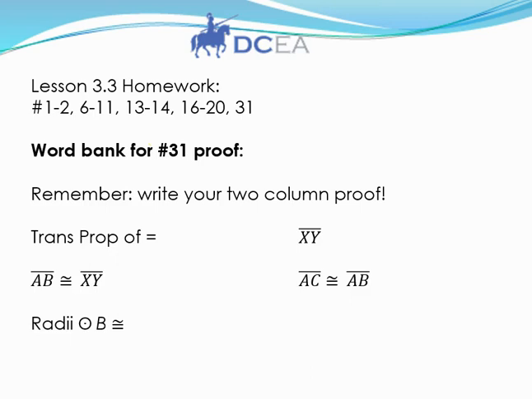Lesson 3.3 homework is numbers 1 and 2, numbers 6 through 11, numbers 13 and 14, numbers 16 through 20, and number 31. Number 31 is a proof. So here is the word bank for the proof. Remember, write out your 2-column proof. Don't just fill in numbers on a piece of paper. Actually write the proof out, fill in the answers that are given here, but also the ones that you see in your book. That'll help you to retain the steps from the proof.